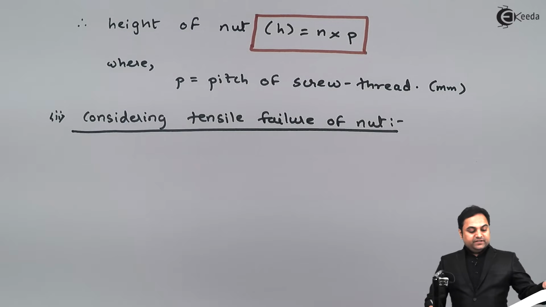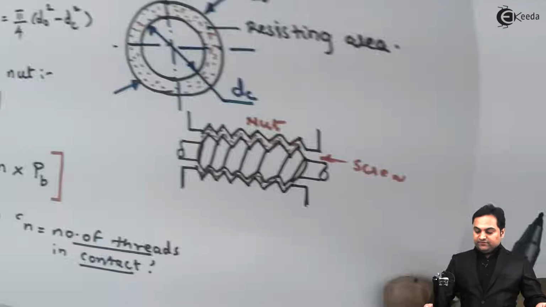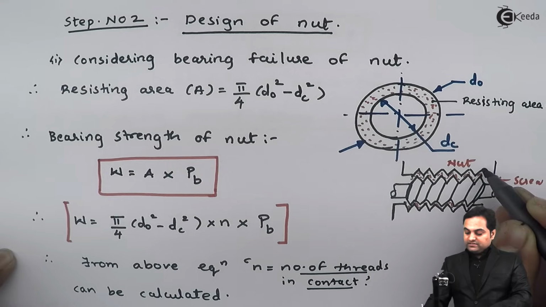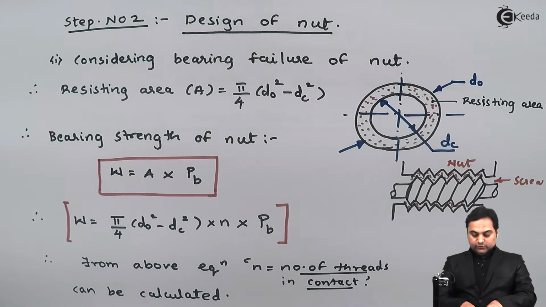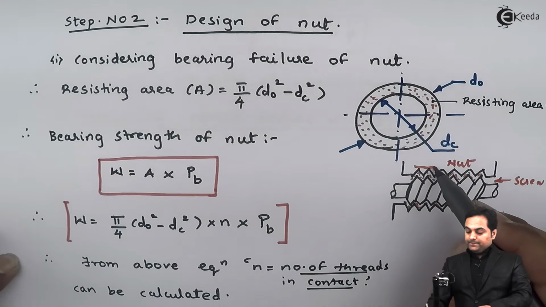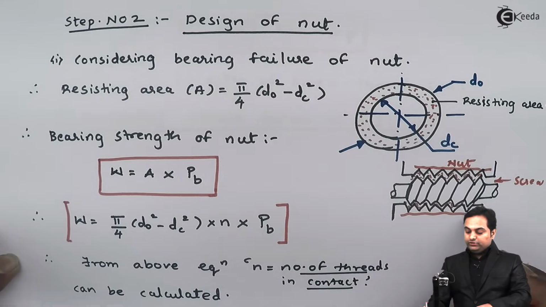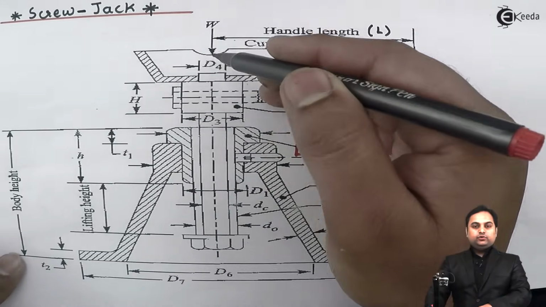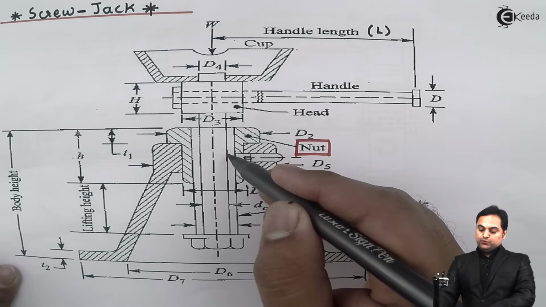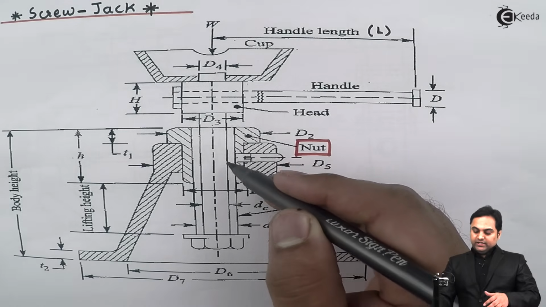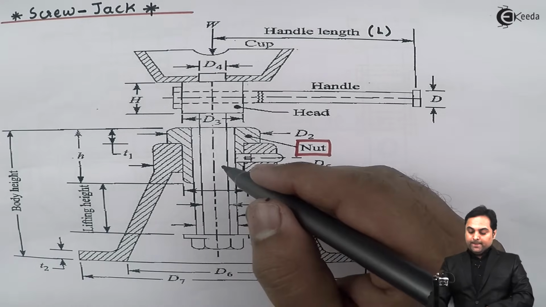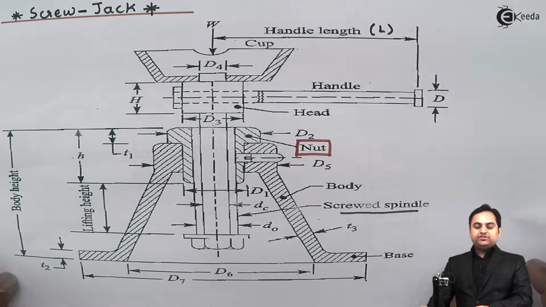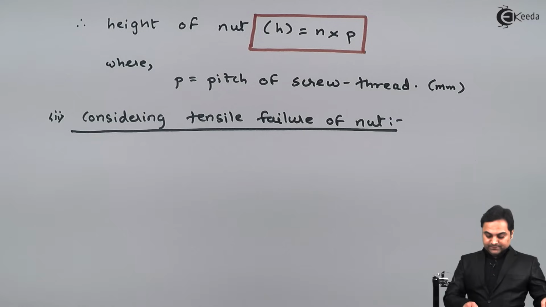Now when we are considering tensile failure, as we can see from the diagram of the nut which I have drawn here, this is the maximum diameter called DO, and the nut will fail along this maximum diameter, that is along DO. So what happens is that when the compressive load is acting, this screw spindle is in contact with the nut. So there are chances of this screw spindle to stretch the nut, and then the nut will be failing because of tension.